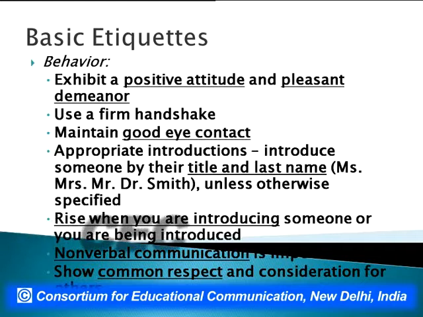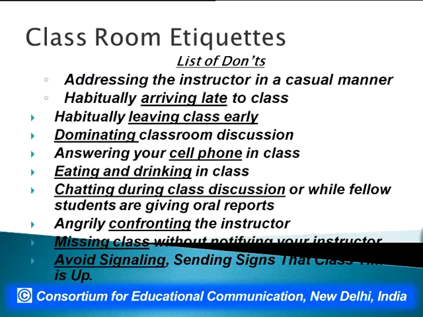After these basic etiquettes, the next thing we will talk about is classroom etiquettes. I understand that most of you are students going to college. So let's see how we should conduct ourselves in the classroom. There is a list of do's and don'ts when we are attending class. First, don't use casual language while talking to your instructor. Instructor means your madam or your sir. So don't use any casual language.